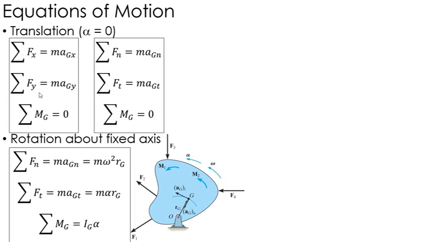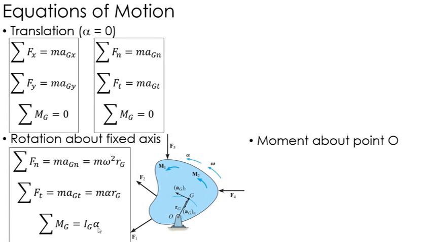If I now have rotation about a fixed axis, so this would be pure rotation. Basically, I've got a pin joint here. This thing is rotating about point O in pure rotation. There's two different ways I can do this. I can sum the forces in two directions. Here I have the normal and tangential. I could have x and y. It doesn't really matter. Sum of the forces in each of those directions equals the mass times the acceleration in each of those directions. And then I can apply the sum of my moments about the center of gravity equals the moment of inertia about the center of gravity times alpha. Again, that will work. That's the general equation.